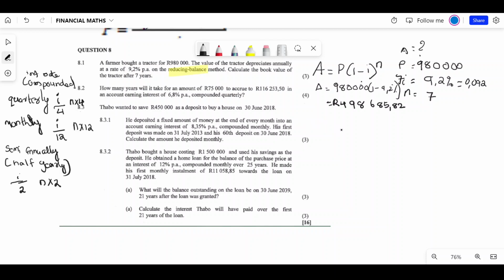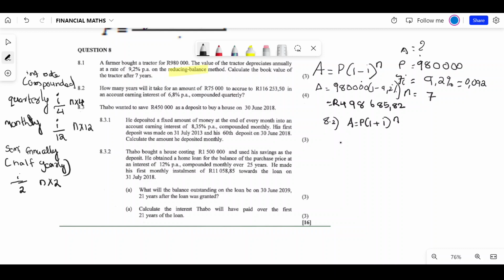I think because you can see the question here, let me write here the answer for 8.2 as well. So 8.2, how many years will it take for an amount of 75,000? Okay, so we already decided on the formula. It's going to increase. So it's A equal to P. Now, how do we know if it's A equals P(1 + in) or P(1 + i) to the power n? Because it says compounded quarterly. So that means it's a compound interest formula. P times (1 + i) to the power n.